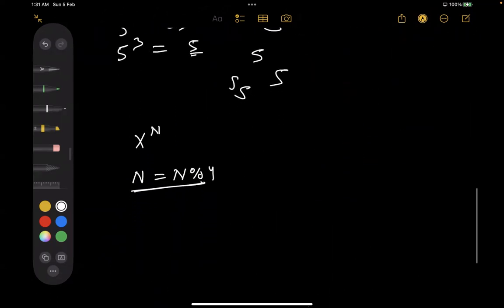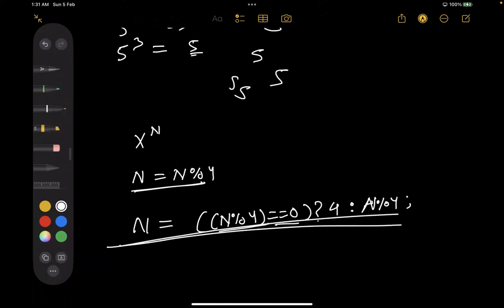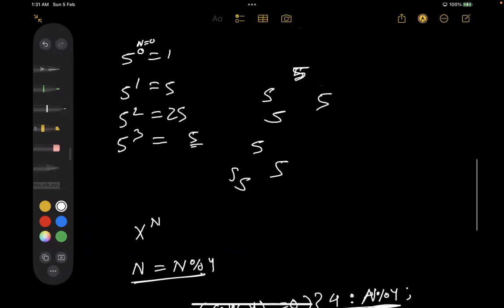So what we can do is we can write n will be equal to nothing but, if n modulo 4 is equal to 0, then we'll make n as 4, else we'll make n as n modulo 4. So I am using a ternary operator. This is nothing but if n modulo 4 is equal to 0, n will be 4, else n will be n modulo 4, right? Okay.